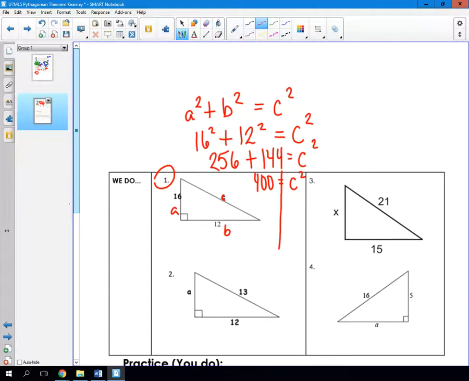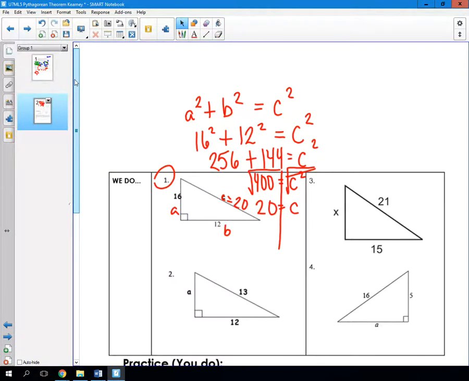So what is the inverse operation of squaring C? I can take the square root. So I can take the square root of C, which means I also have to take the square root of 400. Okay, the square root of C squared is C. That cancels out. And then the square root of 400 is 20. So that tells me that this length here, C, equals 20.